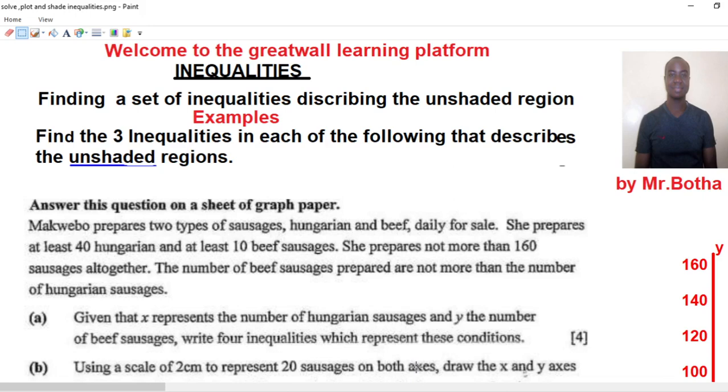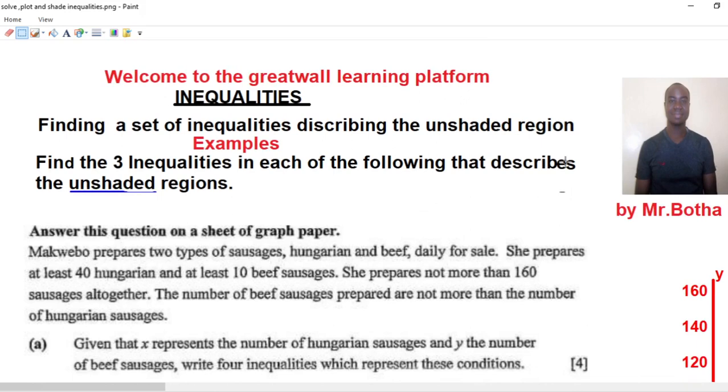Now let's get started. In the first video, we learned how to plot and also how to shade inequalities. In the second video, we learned how to identify inequalities when they've been shaded for you, and we did some examples there, if you remember. In this one, we want to answer this exam question and see how questions on inequalities may be phrased. So let's see how we can do so.